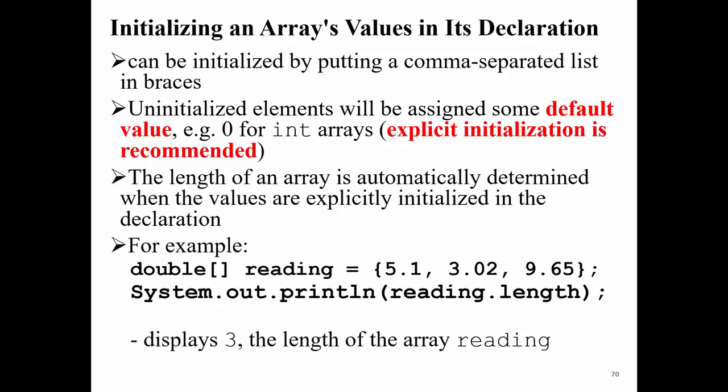You can define an array without specifying the length, but the compiler will understand the length based on the initialized values you provide. Here, for example, we define a double array called reading, and between the braces we provide 3 readings separated by commas: 5.1, 3.02, and 9.65. These are the readings. So the compiler will read the elements and understand that the reading array will have 3 elements from 0 to 2.